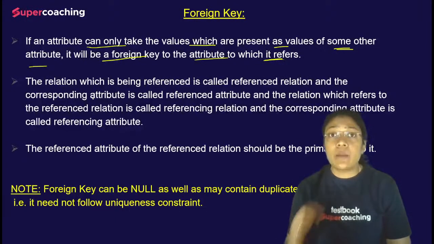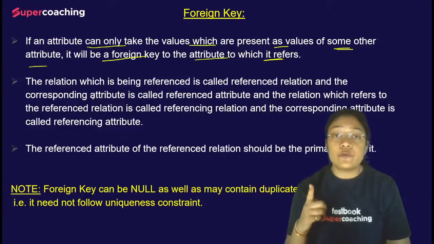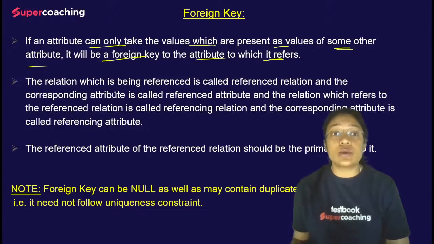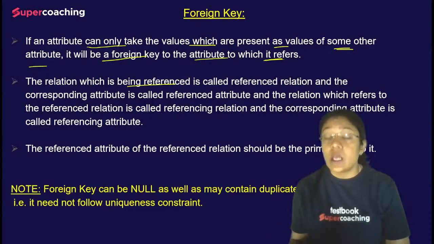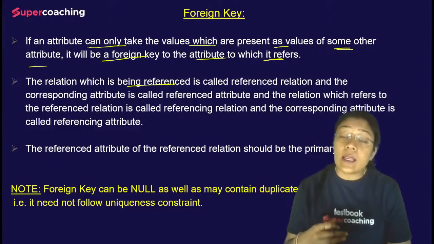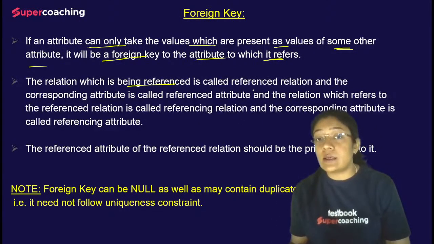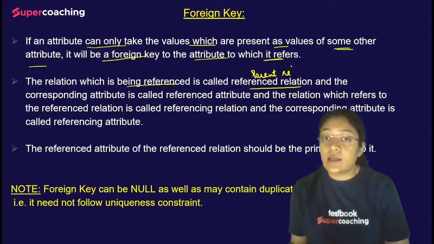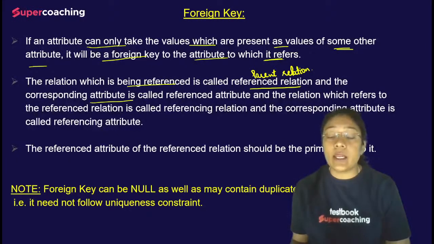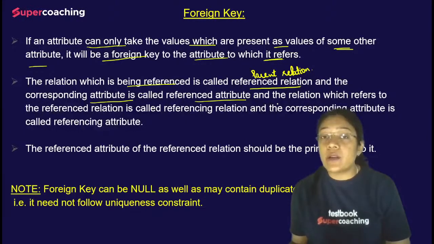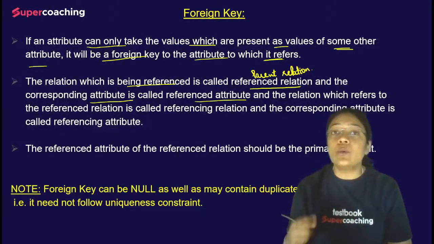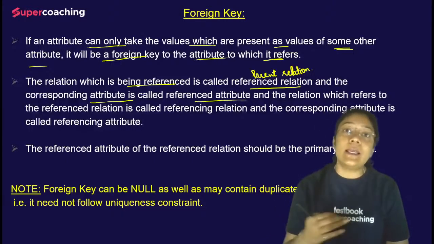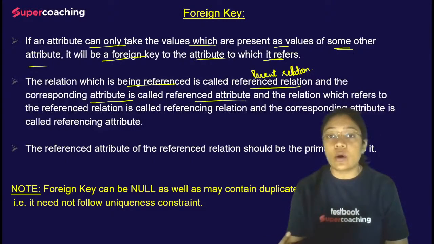अब हमने दो relations की बात की है, one is the referenced relation and the referencing relation. So the relation which is being referenced, जिसको refer कर रहे हैं, that is known as the referenced relation, or you can also call this as the parent relation. For better understanding, you can also call this as the parent relation, and the corresponding attribute is called referenced attribute. जैसे SID was the referenced attribute क्योंकि SID की values को हम refer कर रहे हैं.